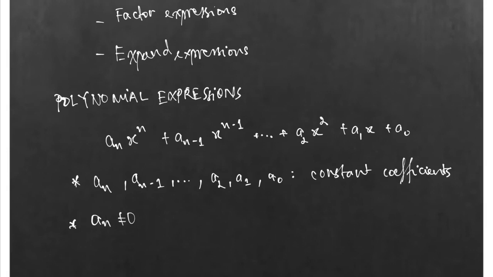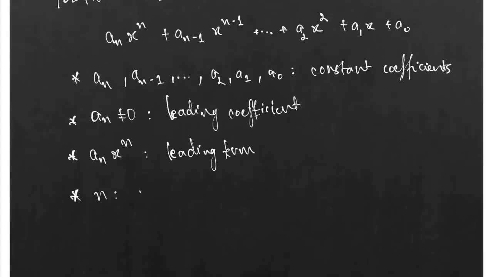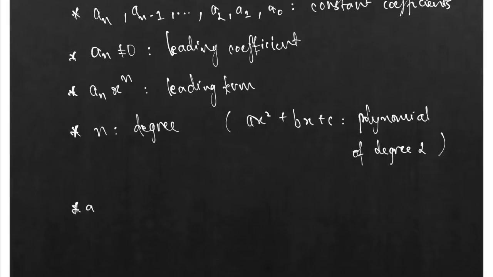A sub n different from 0 is called the leading coefficient. A sub n times x to the power n is the leading term. N is the degree, so n will determine the degree of the polynomial. For example, if you have ax squared plus bx plus c, this is a polynomial of degree 2. A sub 0 is the constant term. X, of course, is the variable.